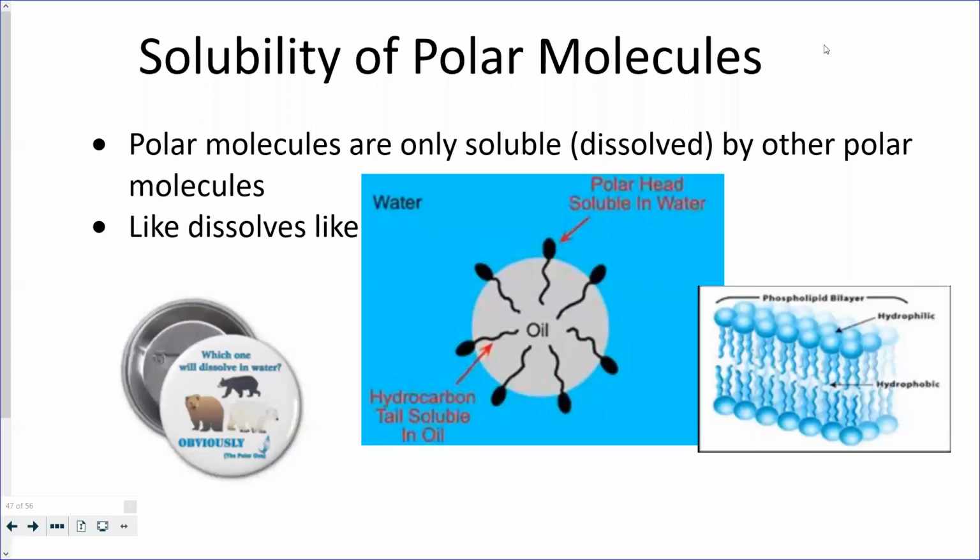All right. And with our molecules that are polar and nonpolar, a lot of times this goes into solubility and looking at whether substances will dissolve in one another. Polar molecules can only be dissolved by other polar molecules. So polar molecules can interact with other polar molecules. Non-polar molecules will interact with non-polar molecules. So you may have heard the term, like dissolves like.